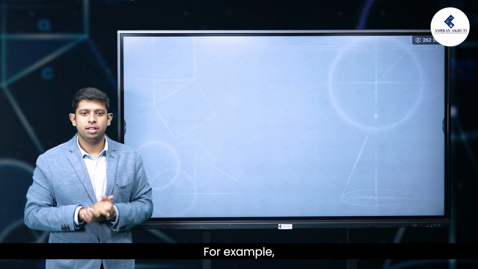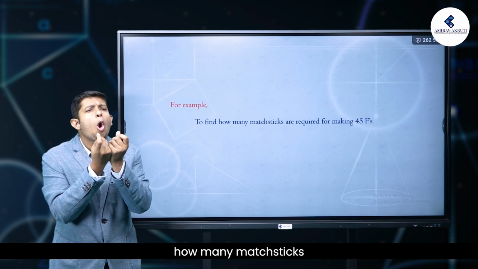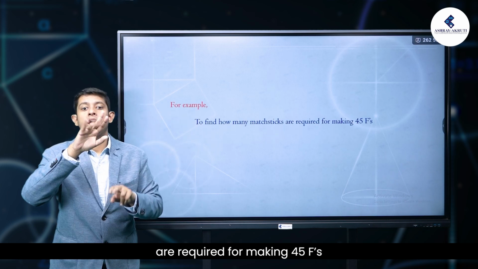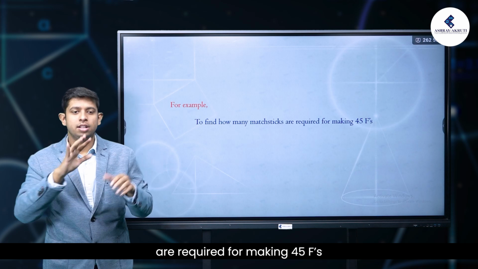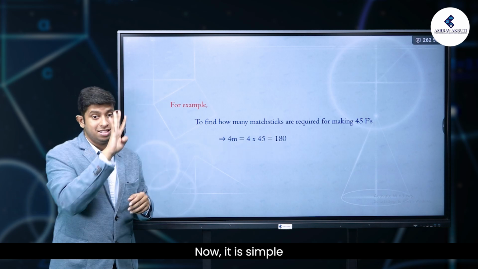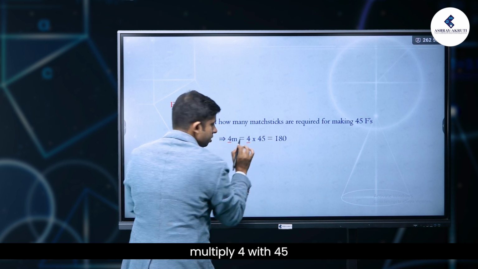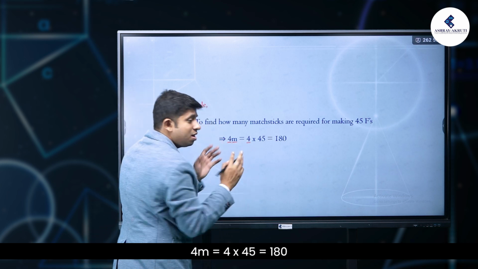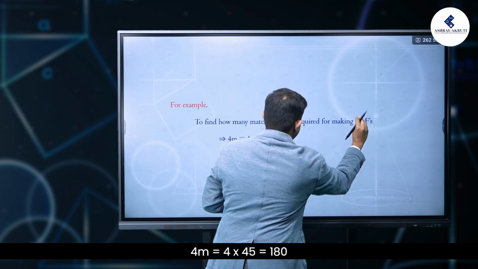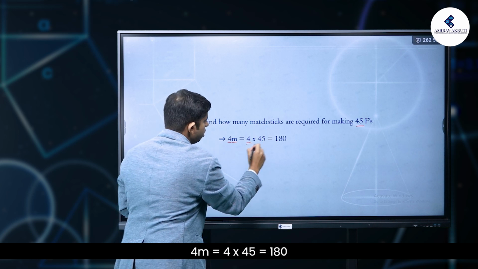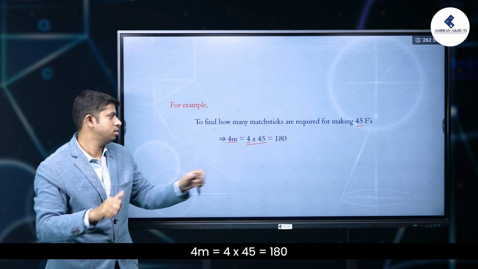For example, if you want to find out how many matchsticks are required for making 45 Fs, now it's simple. Multiply 4 with 45. 4m is equal to 4 into 45, which is equal to 180.